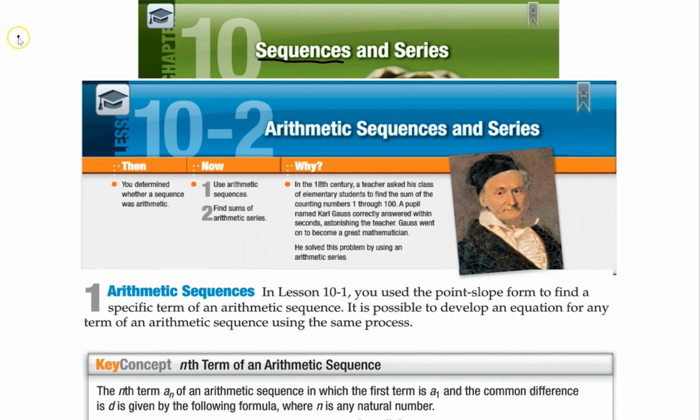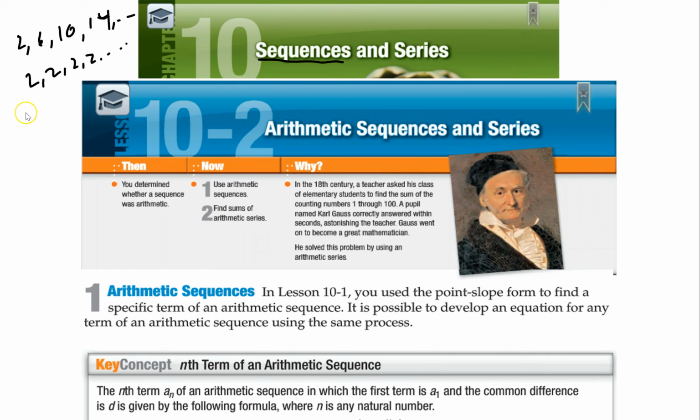So something like 2, 6, 10, 14. That's a sequence. If you're noticing, you're adding 4 every single time. That's actually called an arithmetic sequence, which we'll talk about in a bit. But there are lots of types of sequences. 2, 2, 2, 2. The pattern is just copy it all down.